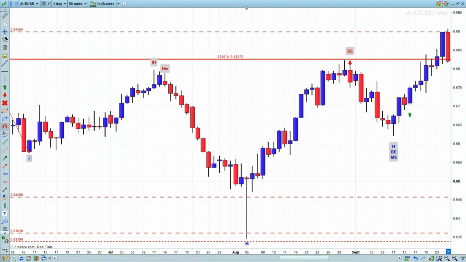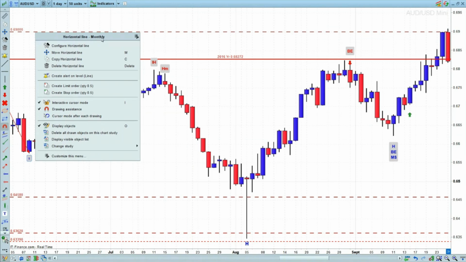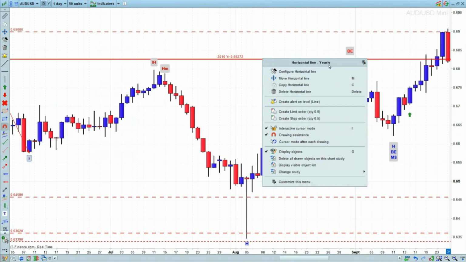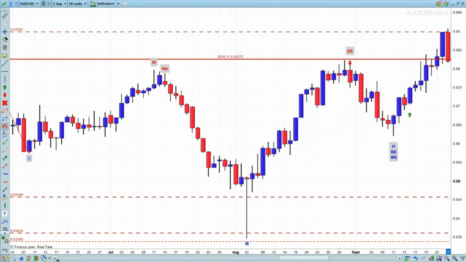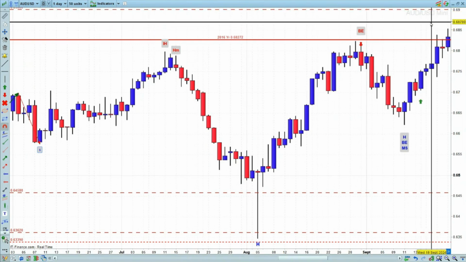And this resistance is coming from monthly. Sorry, no, this is a daily chart, but the line is from monthly, and this other one is from yearly. So we saw one yearly and one monthly resistance, correct?